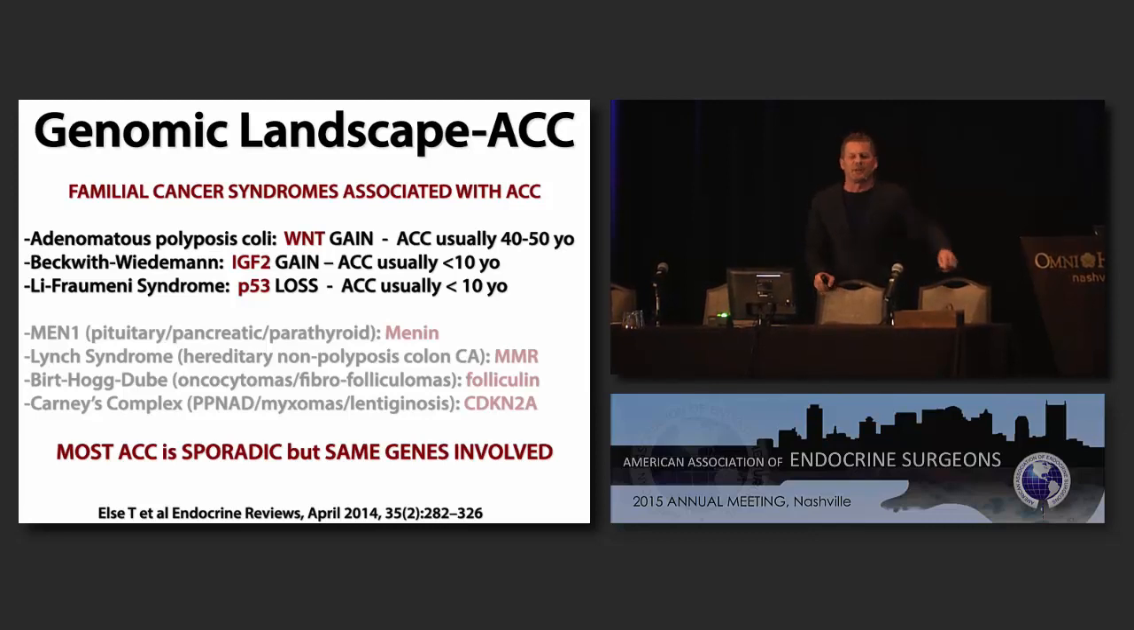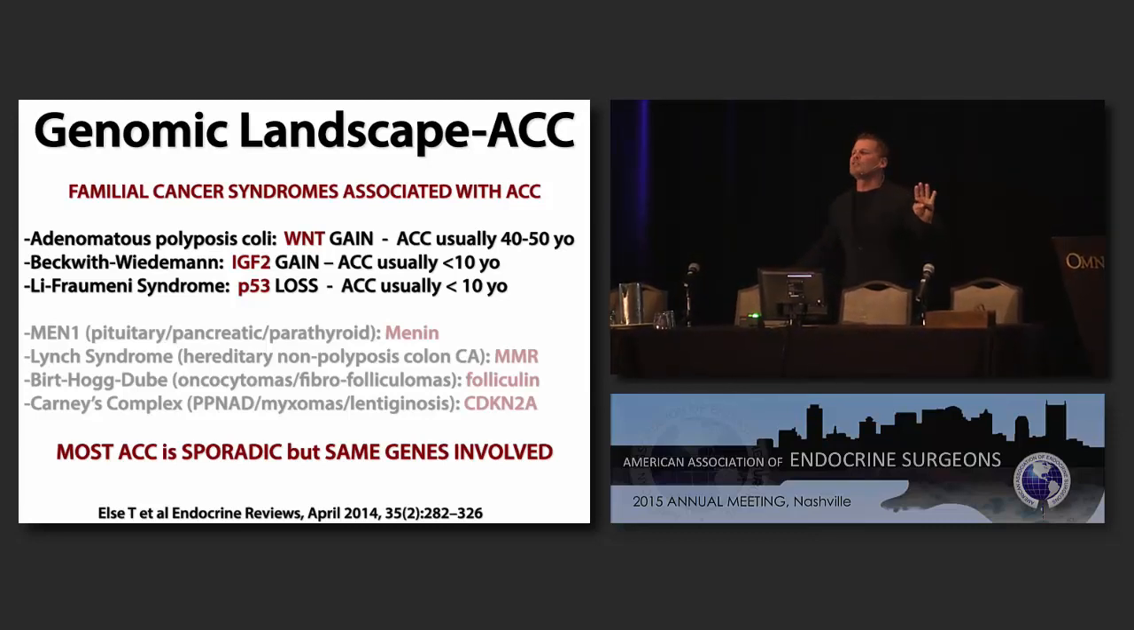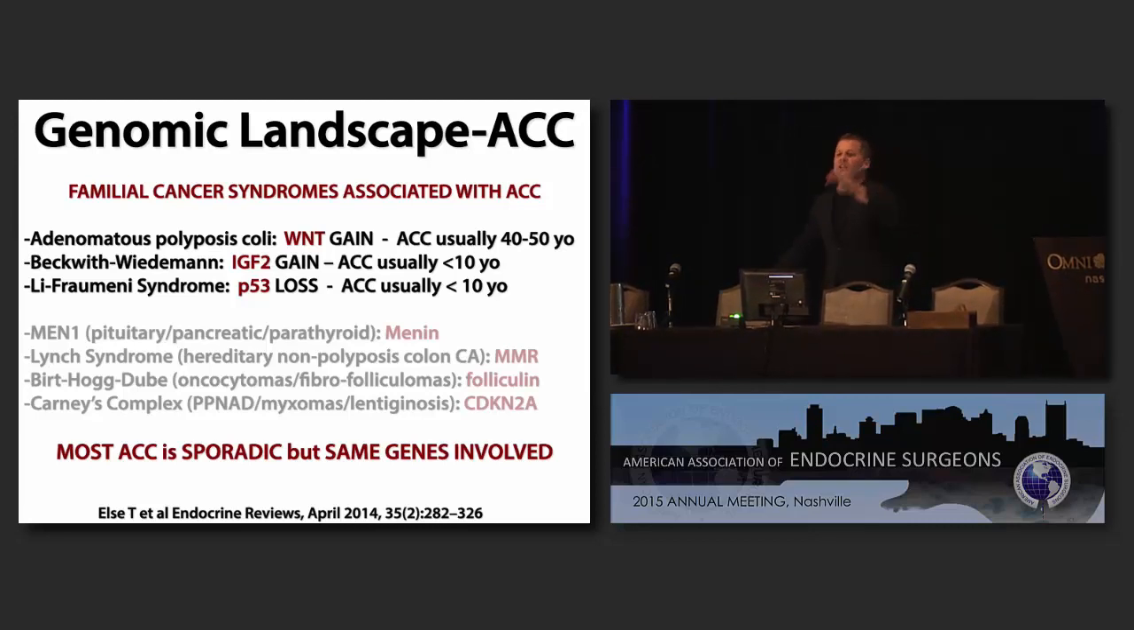We focused on three: the Wnt pathway, the IGF pathway, and P53, as I mentioned already. We chose these three because these three were known to be mutated in patients with familial cancer syndromes in which adrenal cancer was a card-carrying cancer of that familial syndrome. Wnt pathway overactivation, adenomatous polyposis coli, APC, familial adenomatous polyposis. These folks usually get, they can get benign and malignant adrenal tumors, usually late in life.